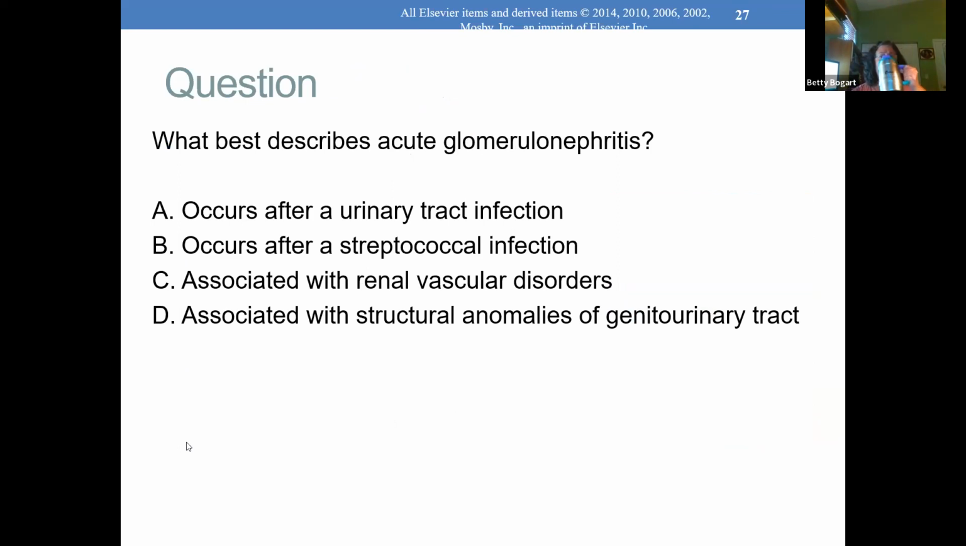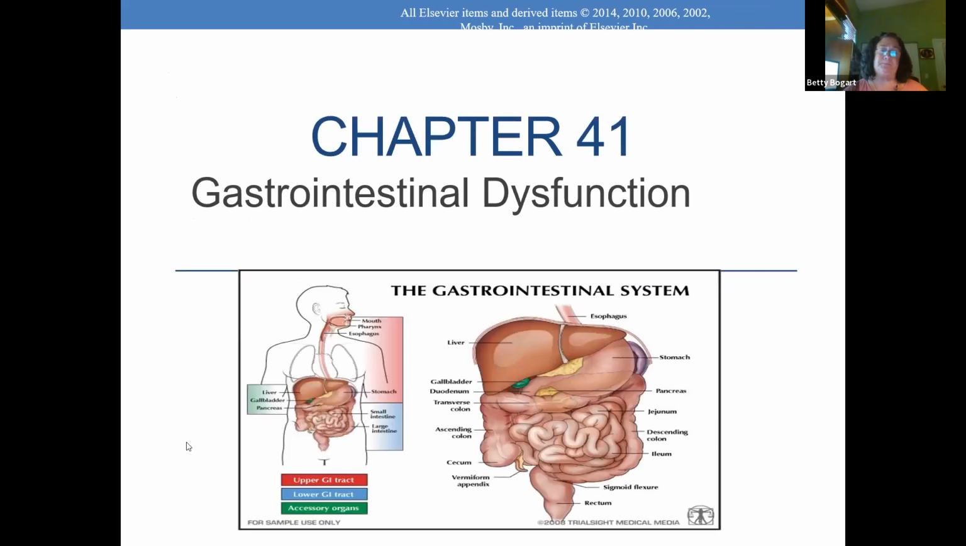So what best describes acute glomerular nephritis? Anybody got an answer? Is it B? Yes, it occurs after a streptococcal infection. So we have rheumatic fever and we have acute glomerular nephritis.